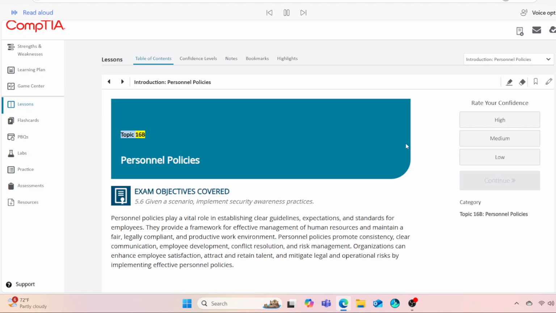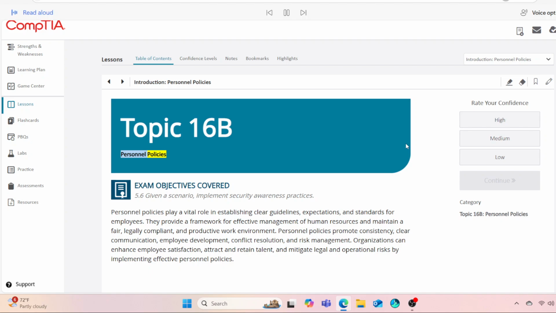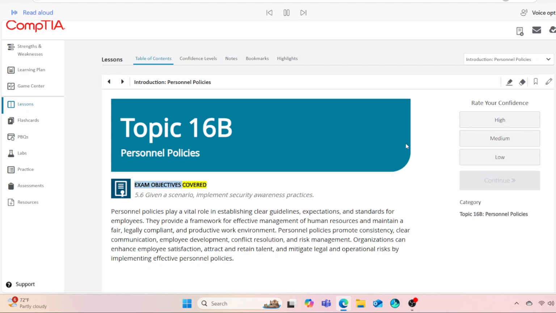Topic 16b. Personnel policies. Exam objectives covered. 5.6 Given a scenario, implement security awareness practices.